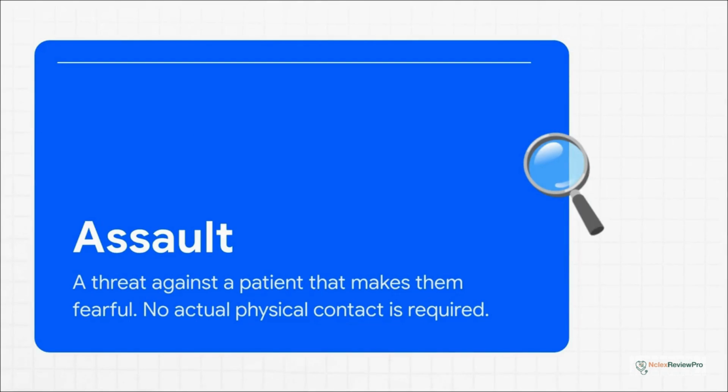First up, we have assault. And here's the thing about assault. No one even has to touch the patient. It's just the threat. If a nurse says, "If you don't take this pill, I'm going to hold you down and give you a shot," that statement right there, that's assault.